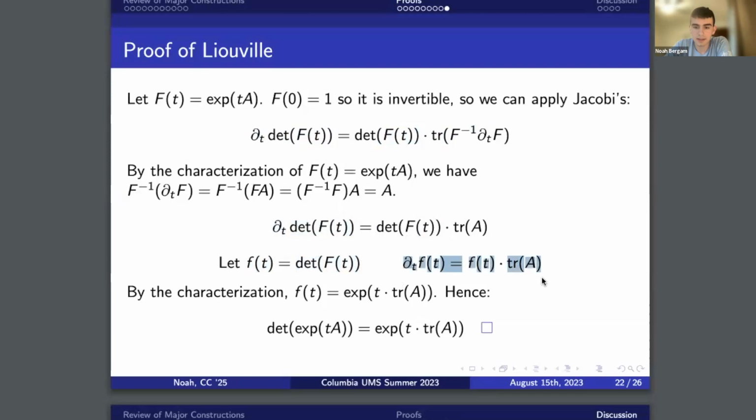And if you look at this, it's exactly the characterization of the exponential, but for just the normal exponential we know and love. It's the same formula we talked about, but it's just the derivative of f of t is f of t times some constant, and the constant here is trace of a. So then if you apply that, then you know that little f of t is equal to the exponential of t times the trace of a, and little f of t was equal to this, but this was equal to this. So then you have that the determinant of the exponential of t times a is equal to the exponential of t times the trace of a.